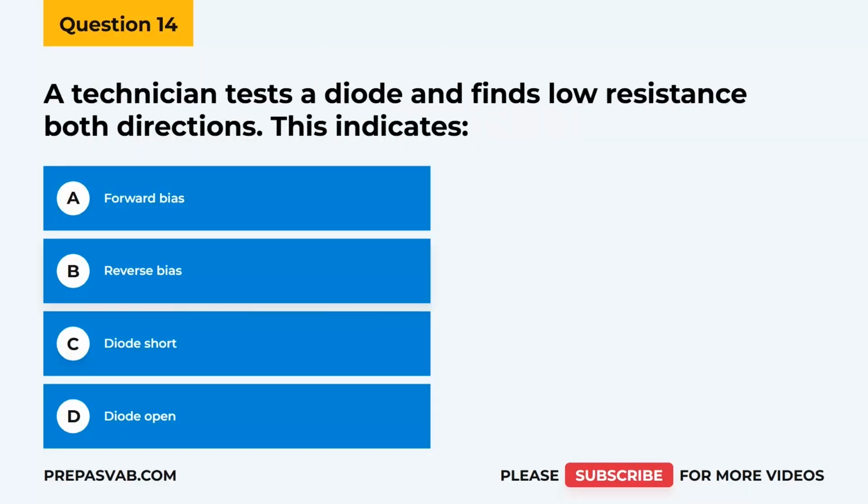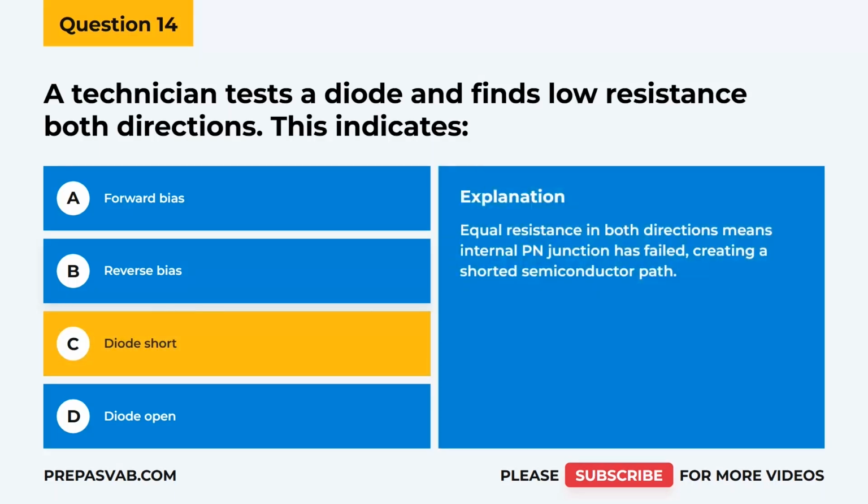Question 14. A technician tests a diode and finds low resistance both directions. This indicates A. Forward bias. B. Reverse bias. C. Diode short. D. Diode open. The correct answer is C. Diode short. Equal resistance in both directions means internal p-n junction has failed, creating a shorted semiconductor path.